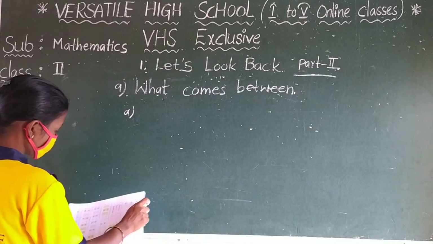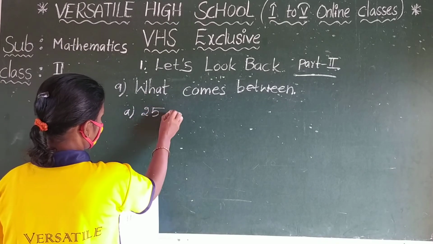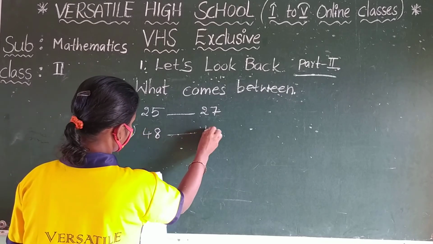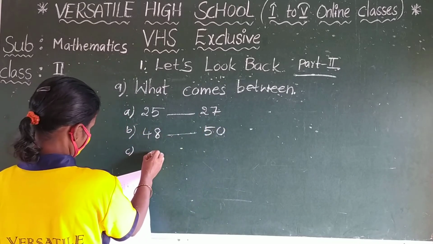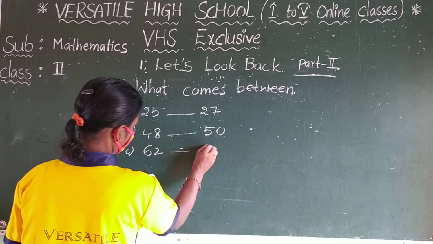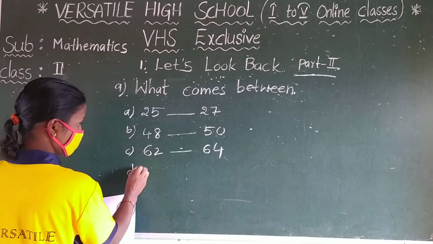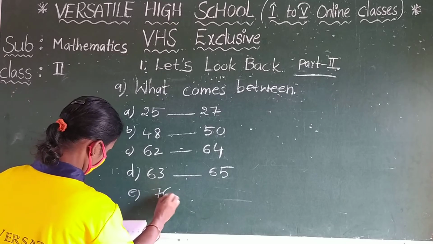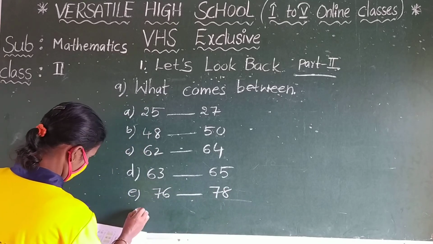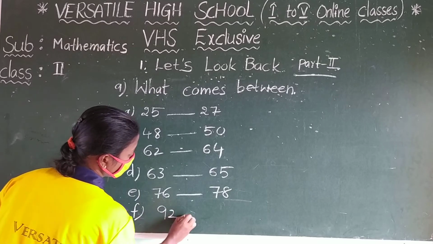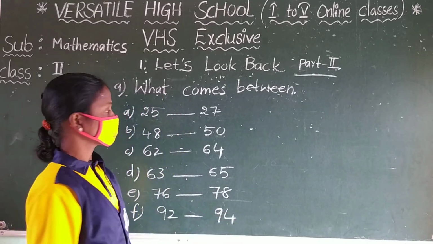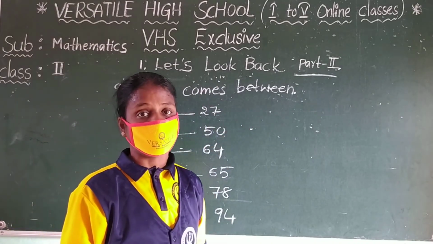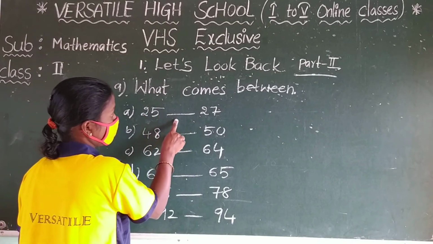A, 25 dash 27. B, 48 dash 50. C, 62 dash 64. D, 63 dash 65. E, 76 dash 78. F, 92 dash 94. Children, here observe what comes between the numbers. So here 25 dash 27.